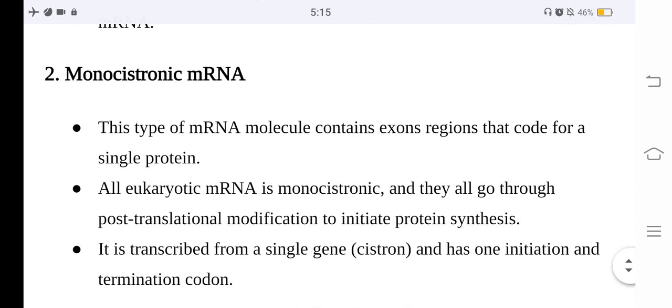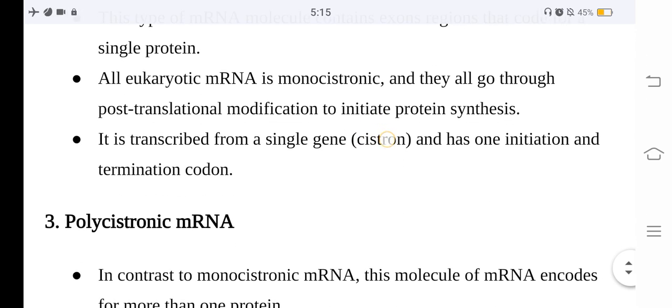Then monocistronic mRNA. This type of mRNA molecule contains exon regions that code for a single protein. All eukaryotic mRNA is monocistronic and they all go through post-translational modifications to initiate protein synthesis. It is transcribed from a single gene or cistron and has one initiation and termination codon.